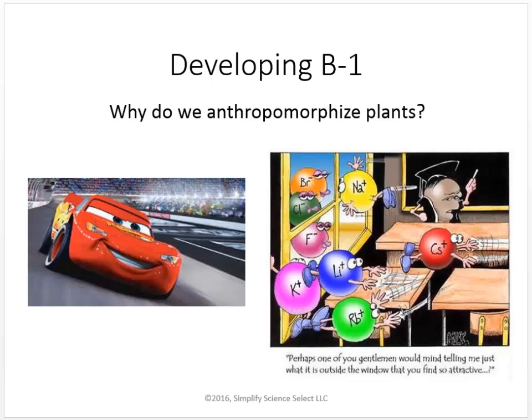Let's look at a developing question. Why do we anthropomorphize plants? It helps us understand them. It helps us relate to them. It puts them in context of our personal experiences.